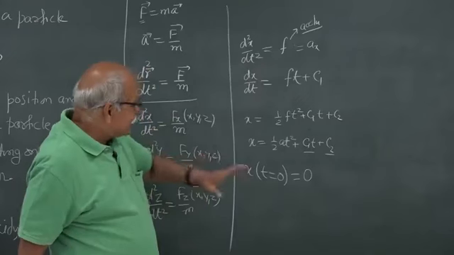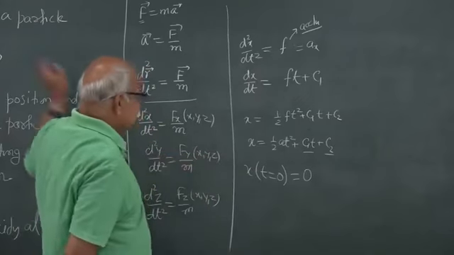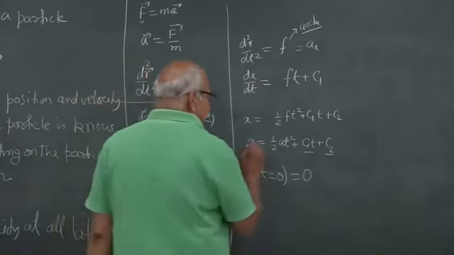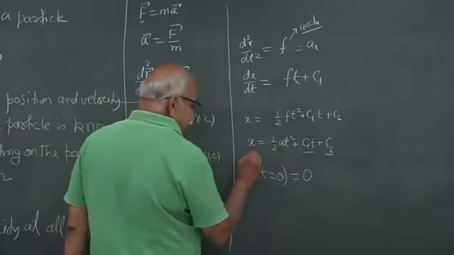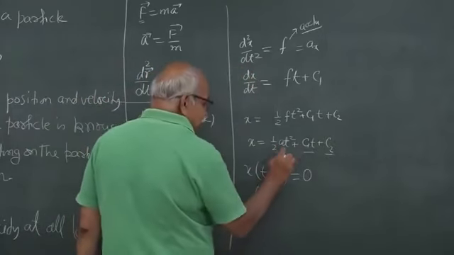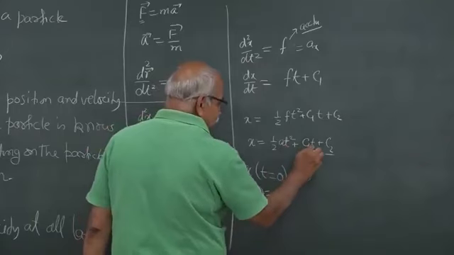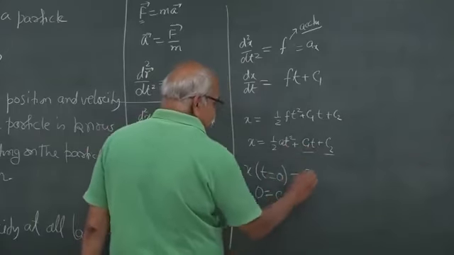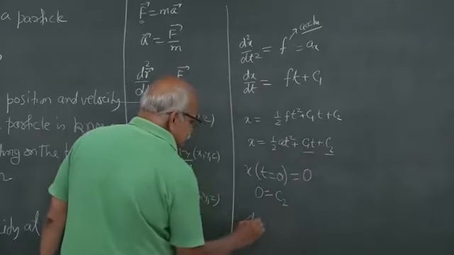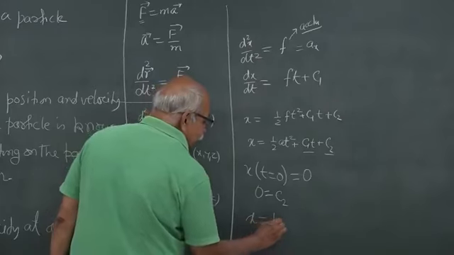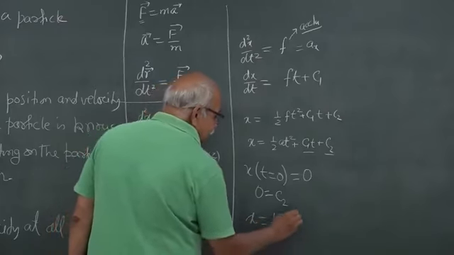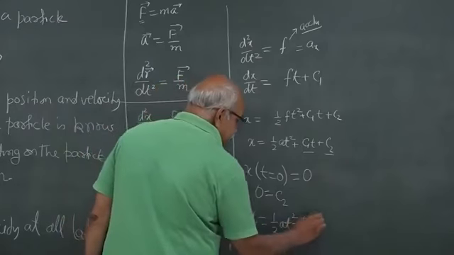So, if you have chosen this particular position at t equal to 0 to be 0, you can put it here. What do you get? x equal to 0 at t equal to 0, so this is 0, this is 0, c2. So, c2 is 0. So, you have x is equal to half a t square plus c1 t.